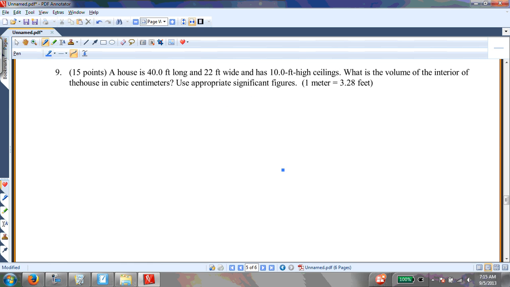Alright, house is 40 by 22 by 10 foot. What is the volume of the interior of the house in cubic centimeters? So let's first find volume. 40.0 times 22 times 10.0. $8,800.